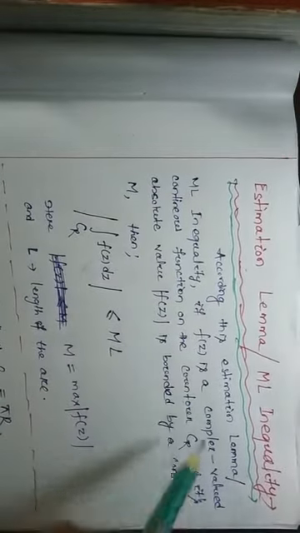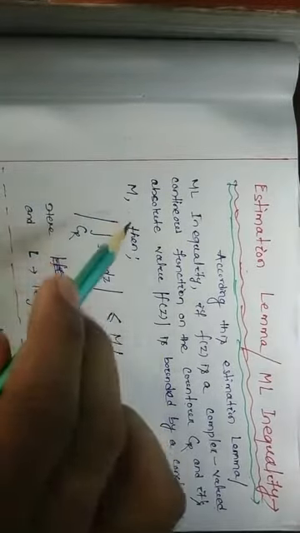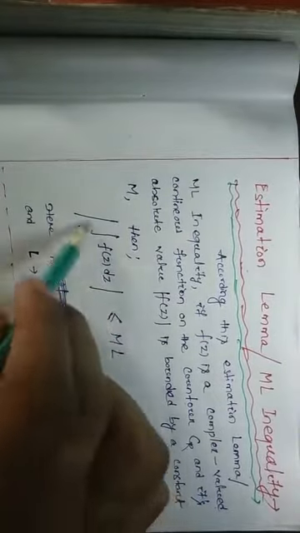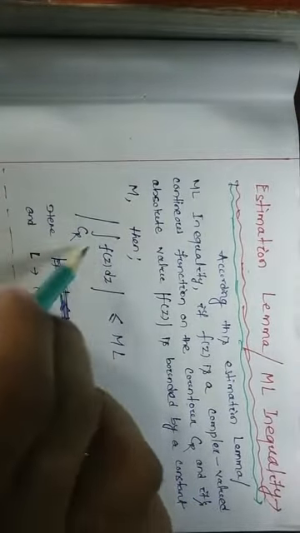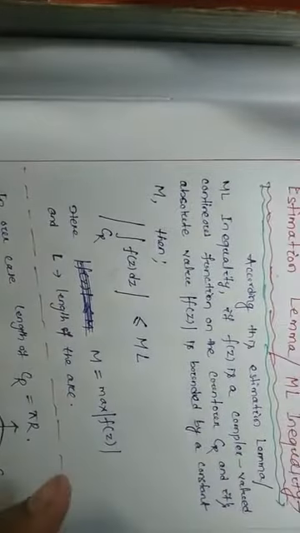Inequality: if f(z) is a complex valued continuous function on the contour C_R and its absolute value |f(z)| is bounded by a constant M, then the absolute value of the integral of f(z) dz over C_R will be less than or equal to M times L. Here M is the maximum of |f(z)|, and L is the length of the arc. This is the theorem.